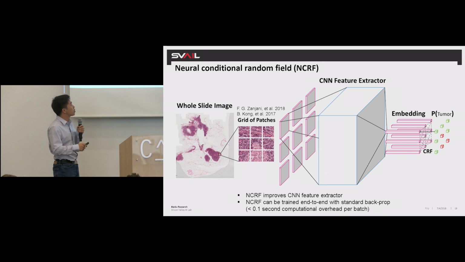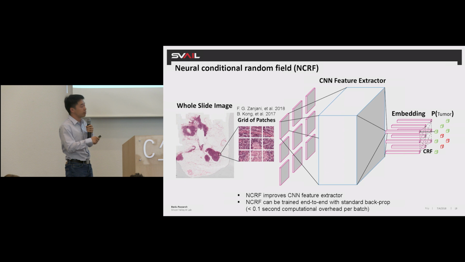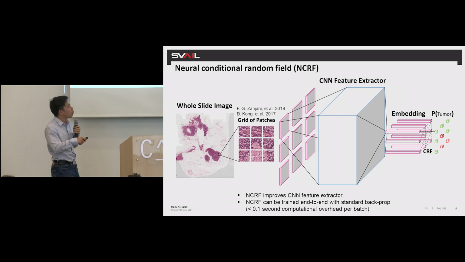Our method is that we're directly incorporating this fully CRF on top of the CNN feature classifier. The good thing about doing this is that we can now train the whole algorithm end-to-end with standard backprop. And because the convolutional neural nets are now aware of the spatial correlations between patches through the CRF, it actually improves the classification of the CNN feature extractors as well.